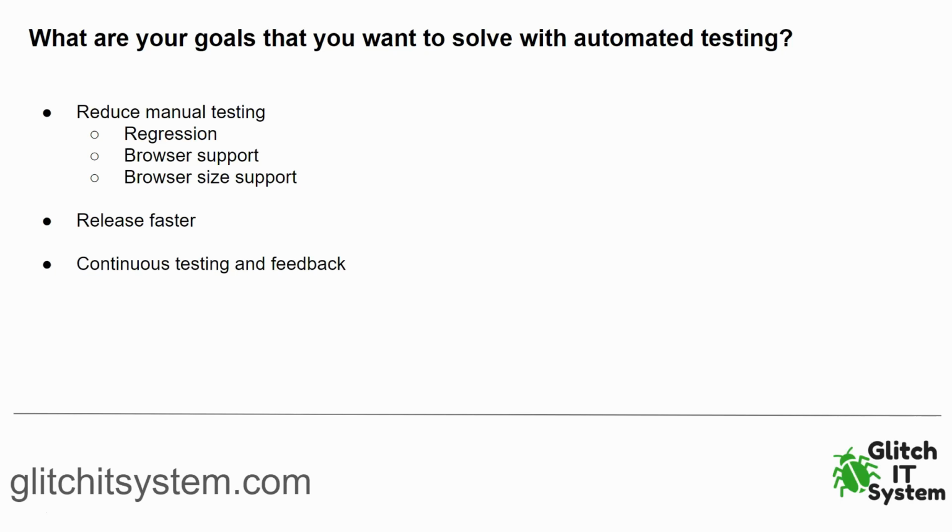Another goal would be continuous testing and feedback. So this comes into play with continuous integration. There are ways to set up your test environment so that you can run your tests every time a developer checks in code, or every time they deploy to an environment, or at different cadences. But automated testing gives you the ability to test and retest things as much as you want and give you feedback of the results of each of those.